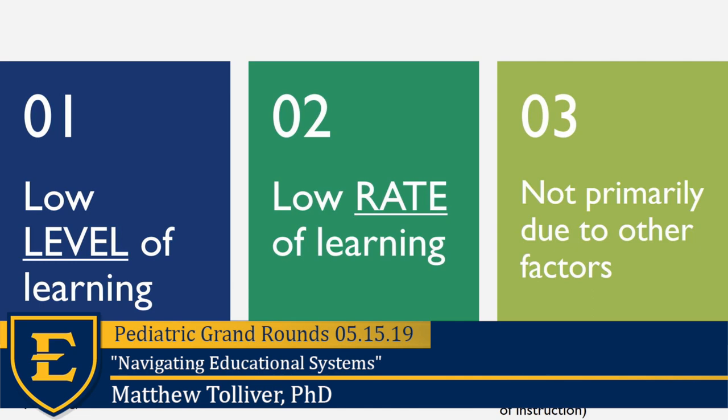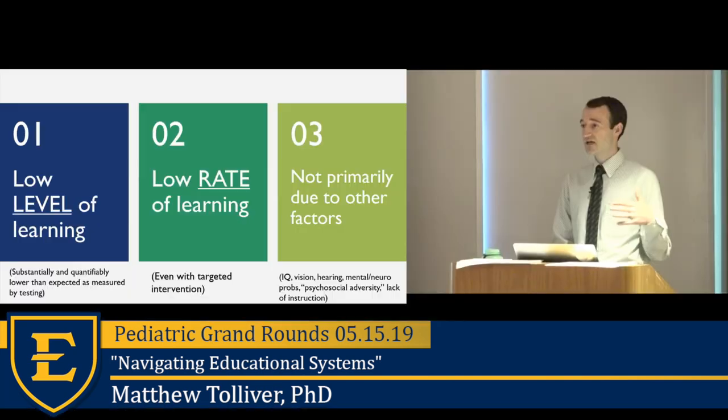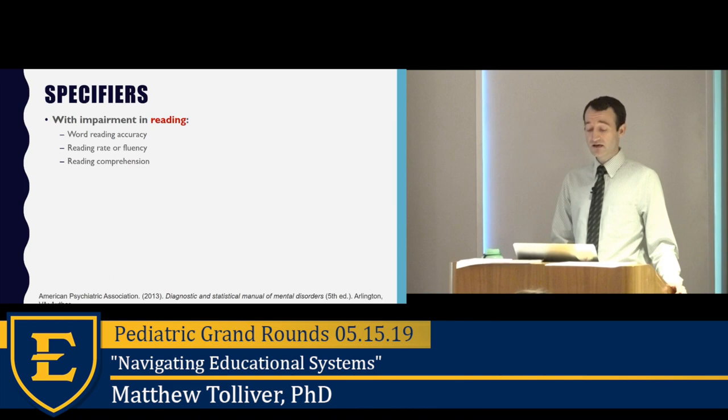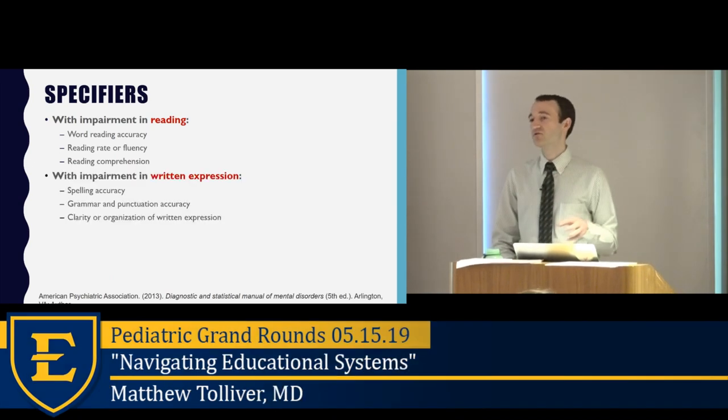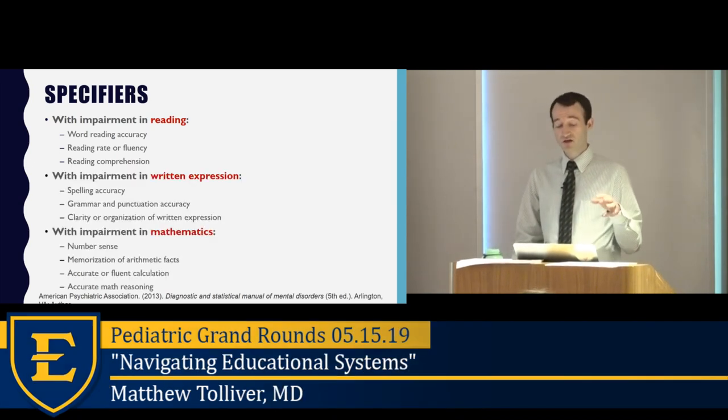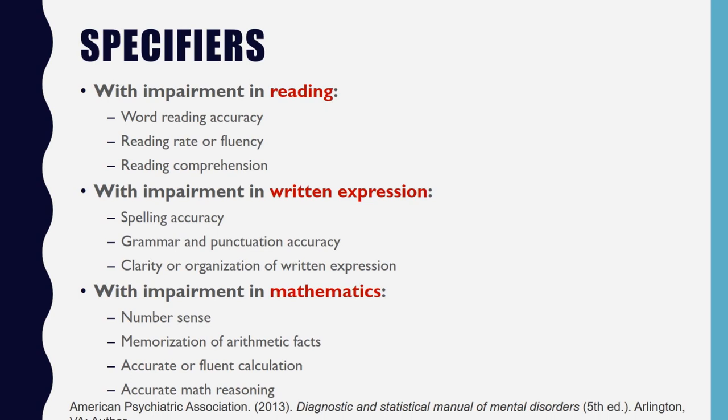So when you're taking a history, those could be kind of three areas that you want to think about. And one of them even says not due to psychosocial adversity. I don't know how people are ruling that out, because I think that's just across the board, right? Some things are hard to rule out. And then you have three major categories that you can have a learning disorder in: reading, writing, and math. And when you would give a diagnosis, you would actually specify the subcategory within those that it would fall under.